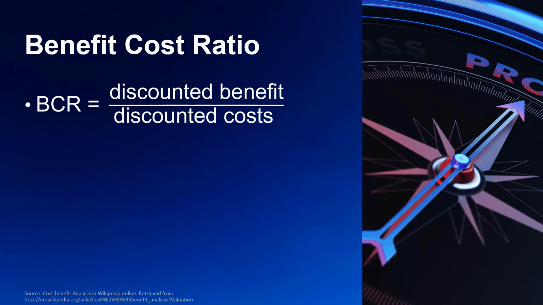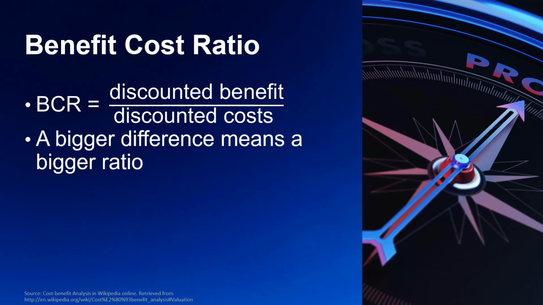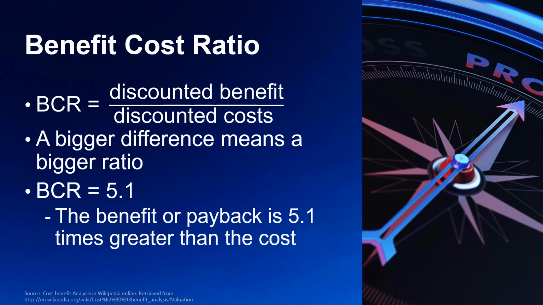The bigger the difference between the benefit and the cost, the larger the ratio. A ratio of 5.1 indicates that this project is preferable over a project that only has a ratio of 3.5. Now we turn this around and say, all right, I have a BCR of 5.1. What does that mean? Well, it means that our benefits are 5.1 times greater than our cost. Instead of benefit, we could also say payback. So the payback is 5.1 times greater than our cost.